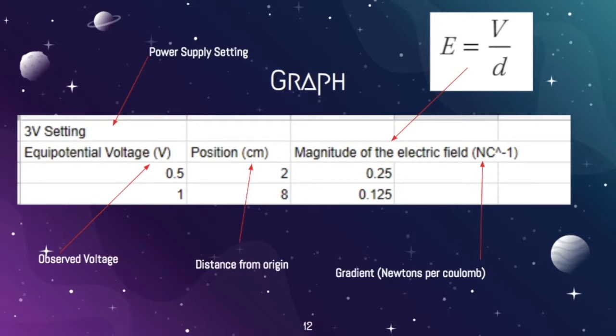On the top left, you can see our voltage setting, for example 3 volts. Below that is the voltage that we were looking for. Next to that is our position in centimeters. And then on the right hand side is the magnitude of the electric field given by E equals V over D, which is our gradient. The units of this is newtons per coulomb. At the bottom of that column, there's an average gradient.